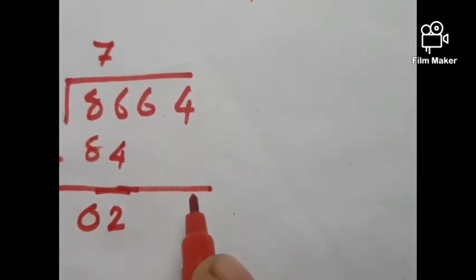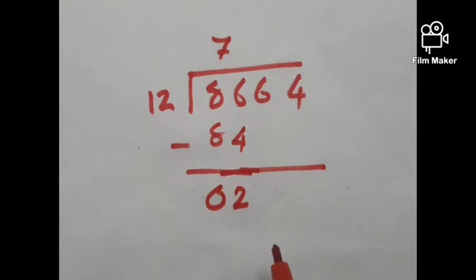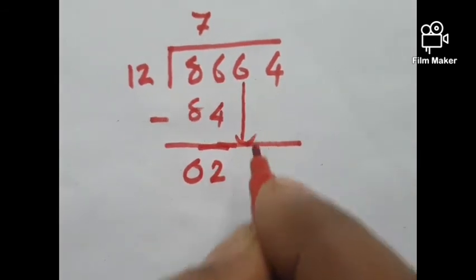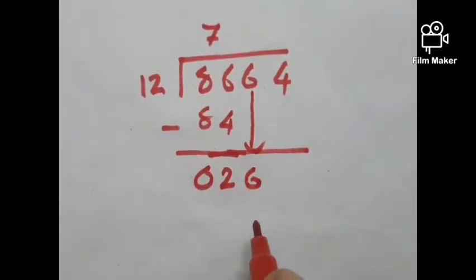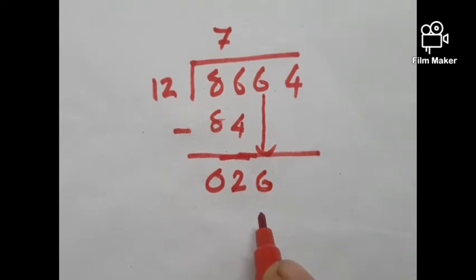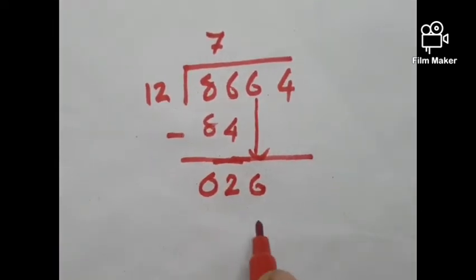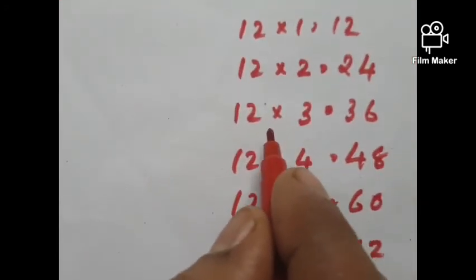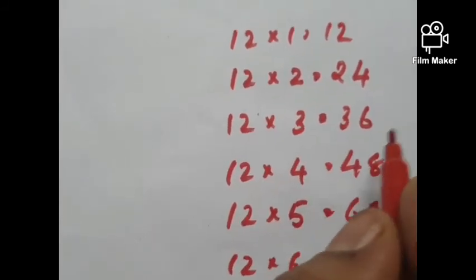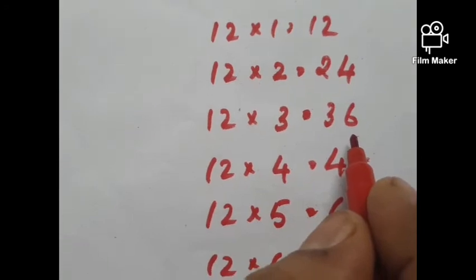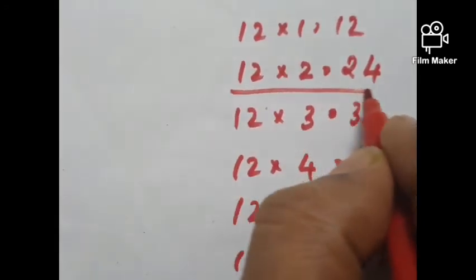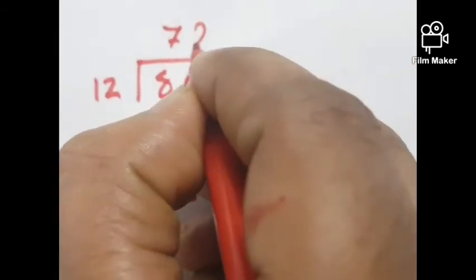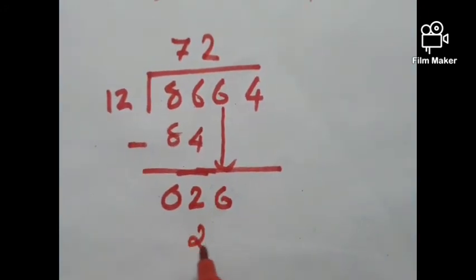Isn't it, children? Here we will get 2, which is less than 12. So bring the digit in the tens place down. Now the number becomes 26. Isn't it? Which is greater than 12. So divide 26 by 12. Here in the table 12 into 3 is equal to 36. This is greater than 26, isn't it? So let us take 12 into 2. 12 into 2 is equal to 24. So we write 2 in the quotient place and 24 below 26.